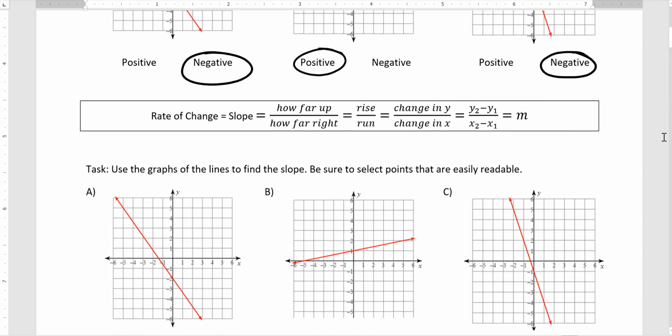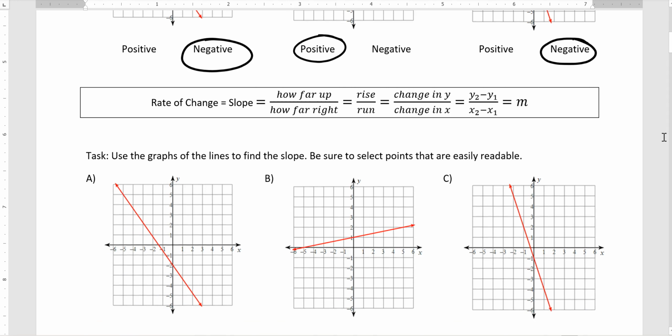All right, so here are some different ways we can write slope. Obviously, we can call it the rate of change. We can call it slope. How far up divided by how far right. That's also known as rise over run, or change in y over change in x. y2 minus y1 over x2 minus x1 in m. All of these are ways that we can write it. Change in y over change in x. You'll see that a lot in physics. Delta y over delta x. That's what change is represented as. y2 minus y1. That's the slope formula right there.